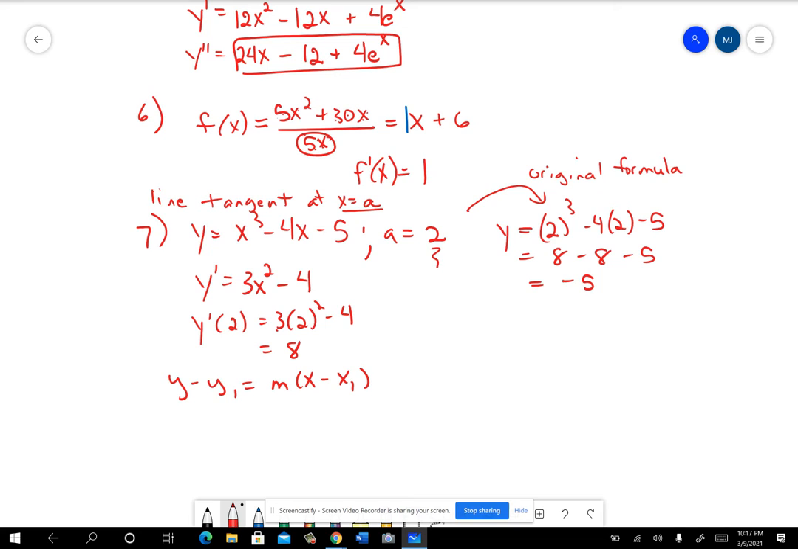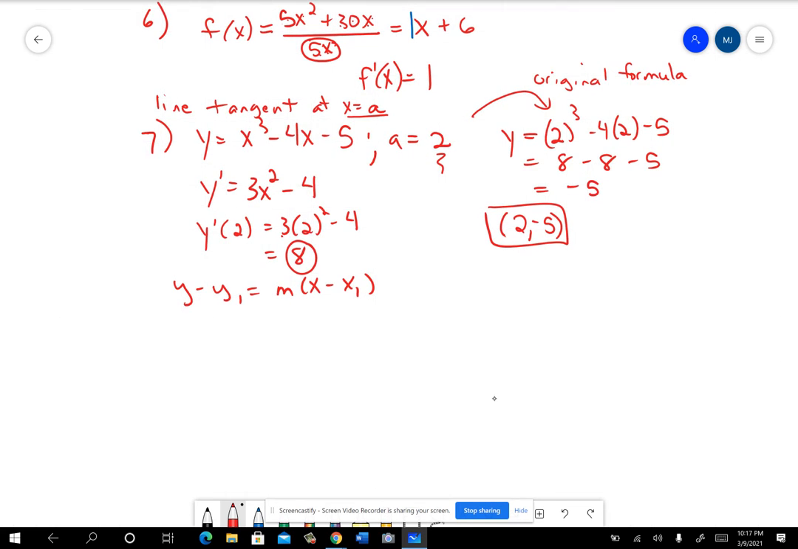All right, so that just means the point is 2, negative 5. And the m I found earlier was 8. So I'm going to take those two pieces and plug them in. So this would become y minus a negative 5, which is y plus 5, and then 8 times the quantity x minus 2.